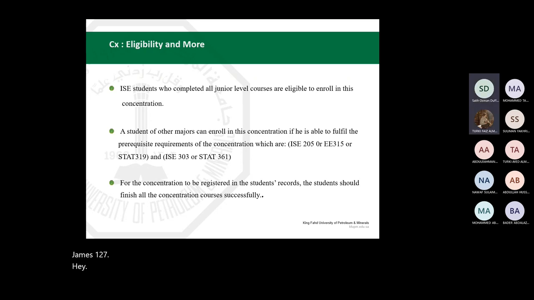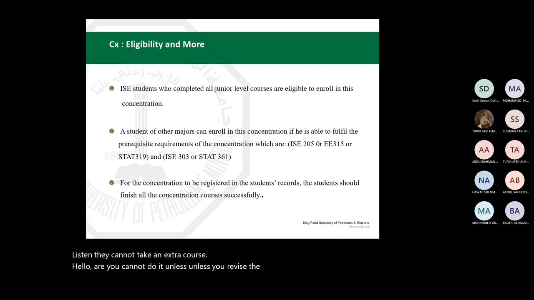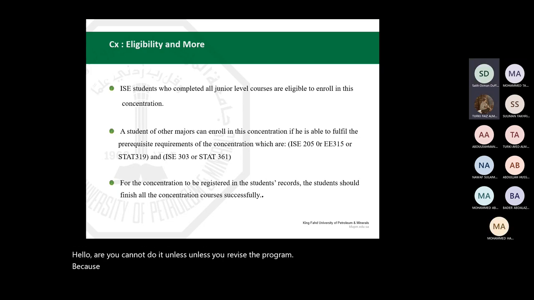They cannot take an extra course. A student who falls behind may have some flexibility to take it, but a student following the plan will find it difficult. They cannot do it unless you revise the program, because of a violation of the prerequisite.